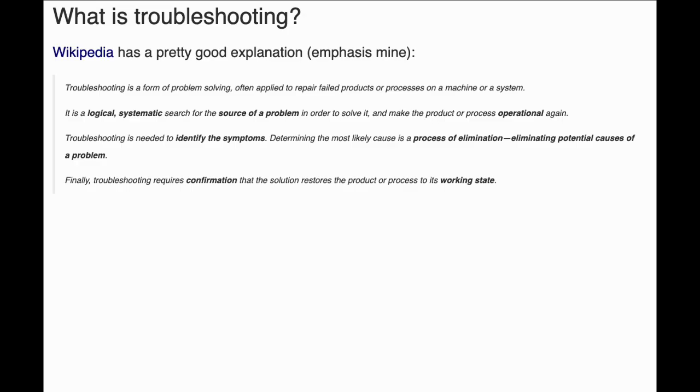Troubleshooting is a form of problem solving, often applied to repair failed products or processes on a machine or system. It is a logical, systematic search for the source of a problem in order to solve it and make the product or process operational again. Troubleshooting is needed to identify the symptoms. Determining the most likely cause is a process of elimination, eliminating potential causes of a problem. Finally, troubleshooting requires confirmation that the solution restores the product or process to its working state.